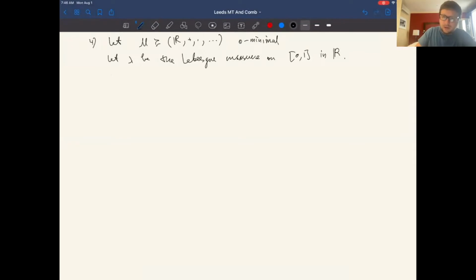And then we can define mu of a formula phi of x to be the measure lambda of phi of curly M intersected with the interval [0,1], where lambda is again just the classical Lebesgue measure.